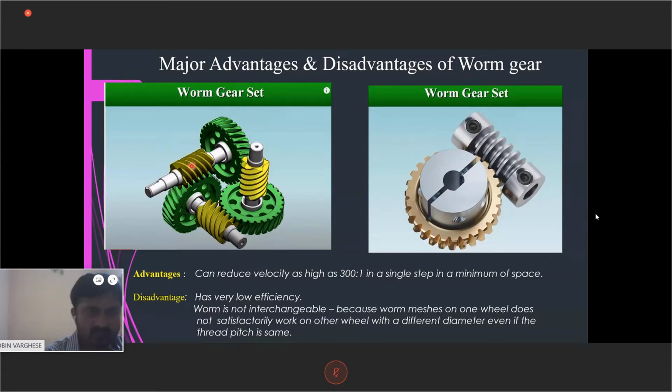We call it a pinion here for the different things. So we cannot interchange this one. The same pair has to be used. However, in the case of helical, as well as bevel and spur gears, that's not a problem.